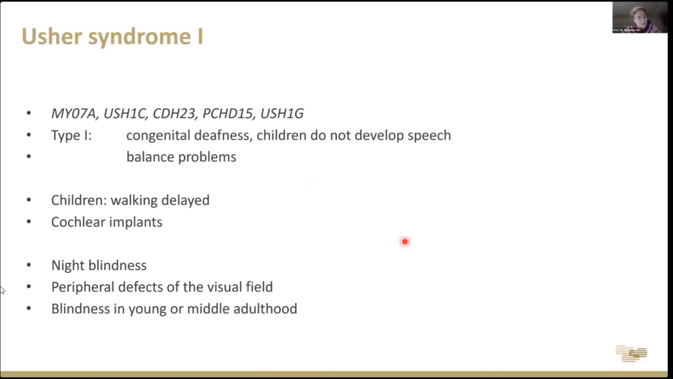On the eye side, the classical retinitis pigmentosa is to be expected, with first symptom mostly night blindness or peripheral defects of the visual field. And the blindness can occur here in young or middle adulthood, but also different cases are known, and each course of the disease is quite individual.